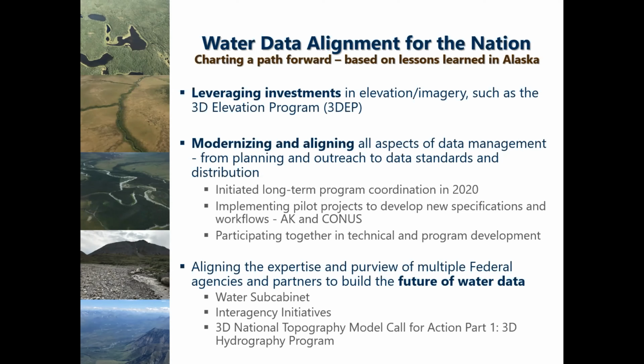So in addition to the collaboration between the Service and USGS, we're also moving forward with building the future of water data by better aligning the expertise and purview of other federal agencies and partners at multiple levels, including the agency, interagency, and sub-cabinet levels, with coordinated planning and documentation at each step. So, this really is an all-encompassing, robust effort that's built on years of coordination and communication. But that communication and coordination is much more robust now than it has been in the past.